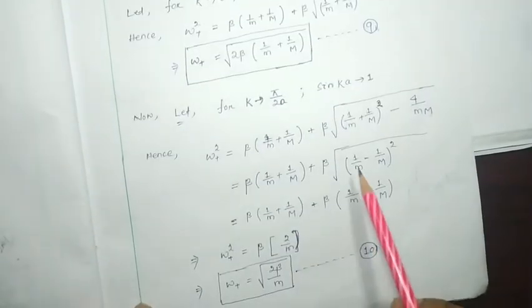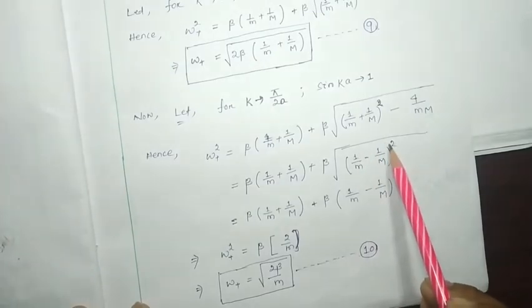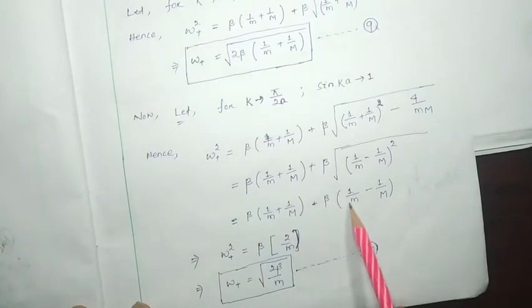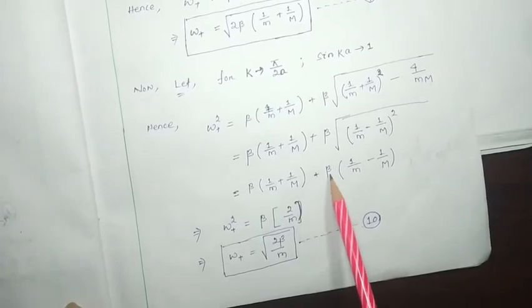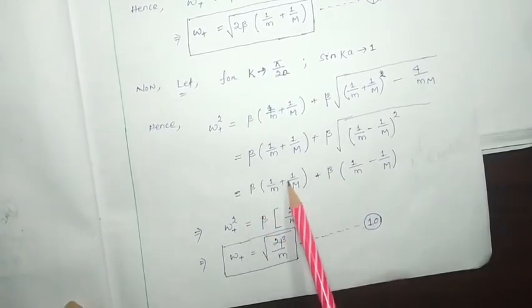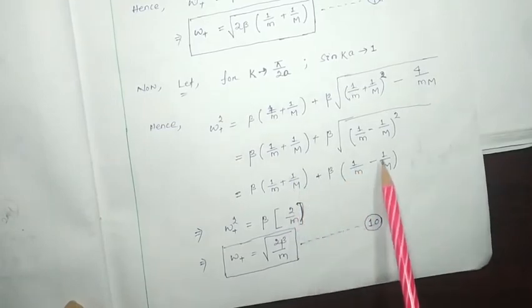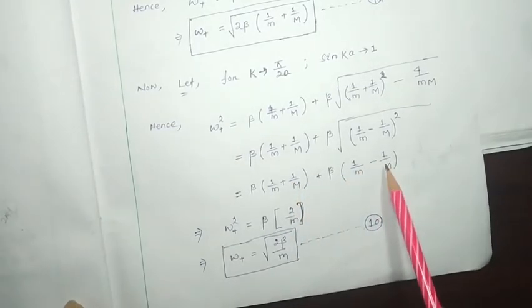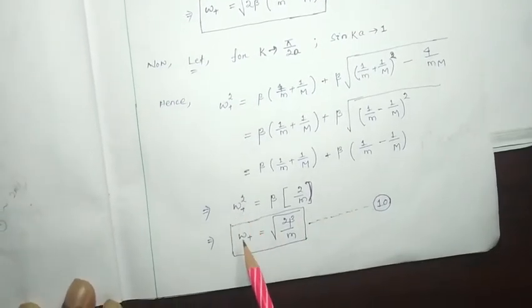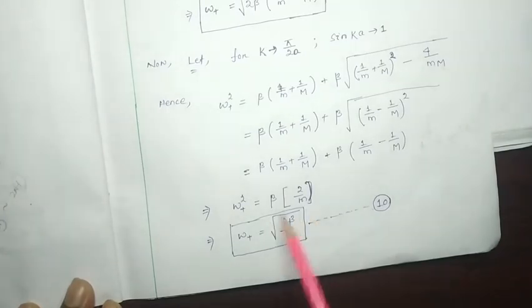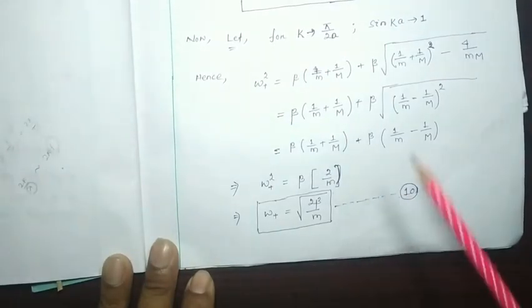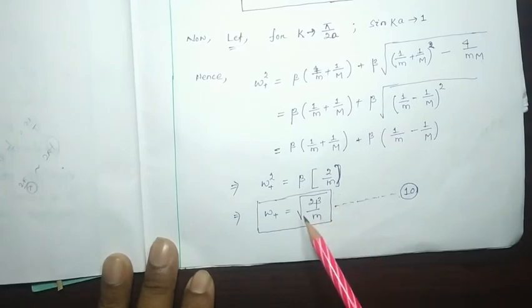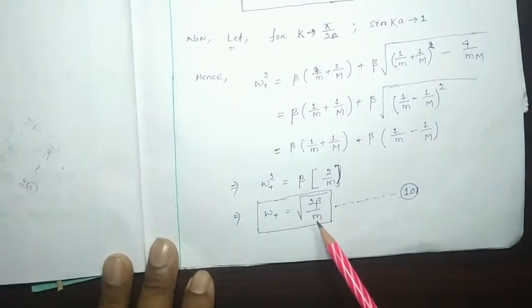So root over and square, here the square can be cancelled out and it will be beta into (1/m minus 1/M). This is the same term. If we take beta common from these two terms, we find that 1/M and 1/M are going to be cancelled out, and we get omega plus equal to root over of 2 beta by small m. Let this be equation number 10.